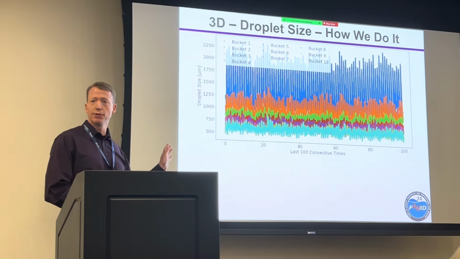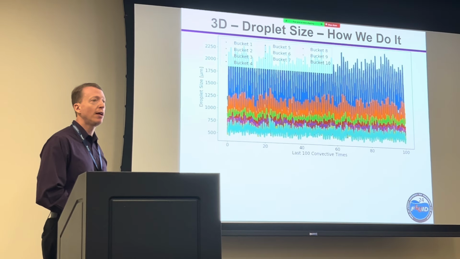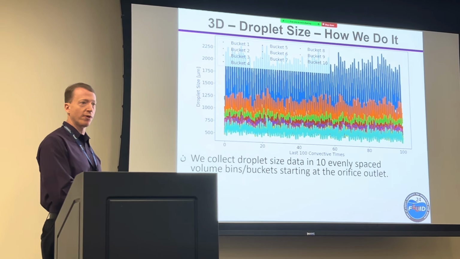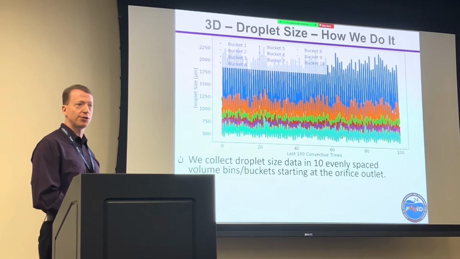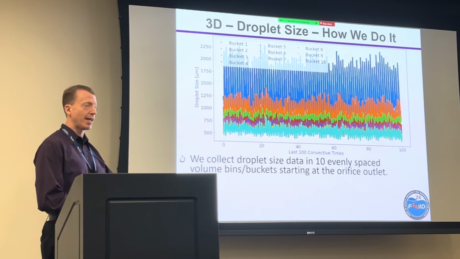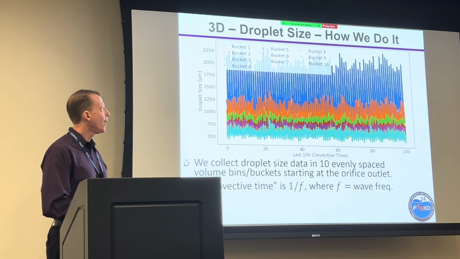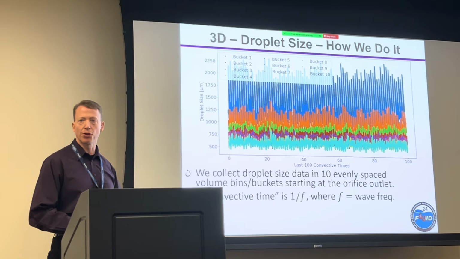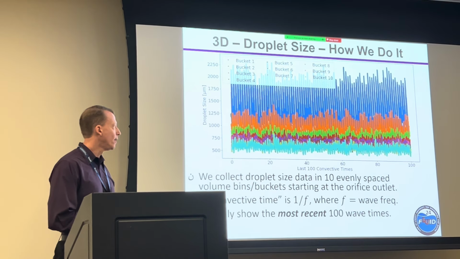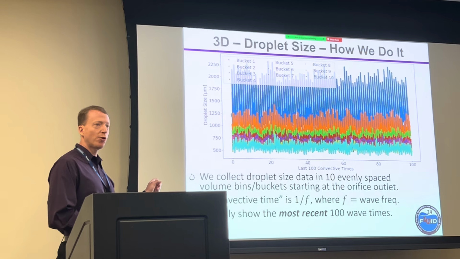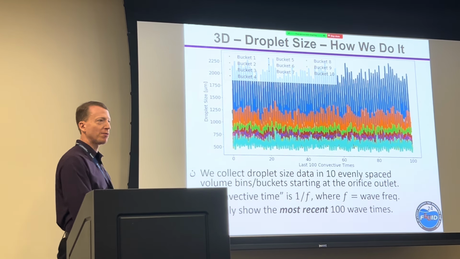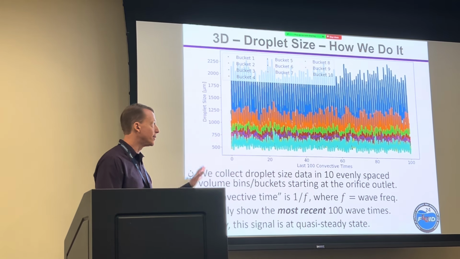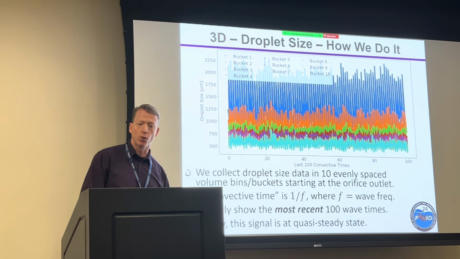This is a busy diagram, droplet size versus time. What we do is we collect 10 bins of droplet size, 10 equal volume bins moving along the atomization trajectory right at the orifice down to where we're no longer measuring. And my time scale is convective time, which is 1 over the wave frequency. So I'm showing you effectively the number of wave times. Here I'm only showing you the last 100 wave times; all the time it took me to run this model to get it quasi-steady state, I've thrown that data away, and this is clearly quasi-steady. These statistics are no longer changing with time.